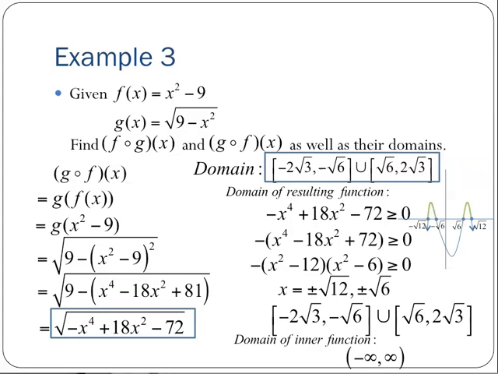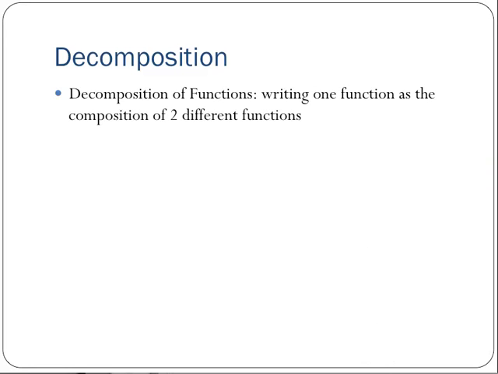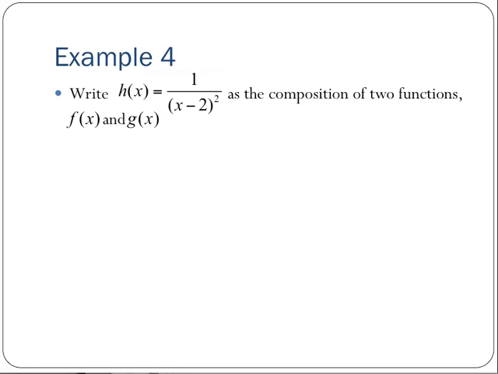Okay, so now let's talk about decomposition. We've spent so much time talking about composition of functions. Let's talk about decomposition. So decomposition of functions is writing one function as the composition of two different functions. So taking one function and basically breaking it down into two, or it could be even more functions. So in example 4, write h of x equals 1 over x minus 2 squared as the composition of two functions, f of x and g of x.